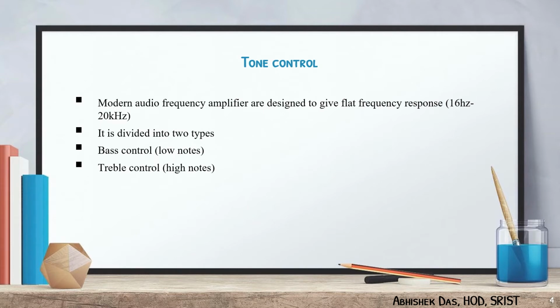Before knowing about stereo, we have to know about tone control. Modern audio frequency amplifiers are designed to give flat frequency response over the whole audio range from 16 Hz to 20 kHz. Somebody likes the depth of the sound which is given by bass, and for them bass should be amplified more than treble. Also, there is greater white noise in high frequency than low frequency. So, to keep the signal to noise ratio high, treble is cut. Some people like sharp sound and want treble more than bass.